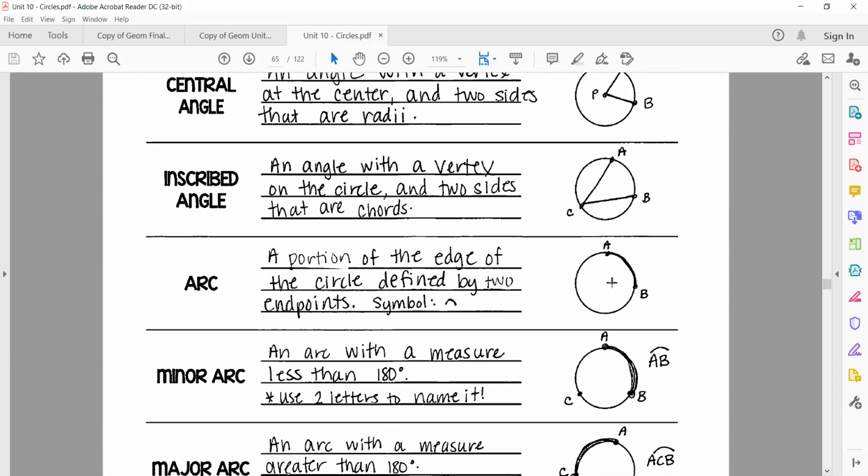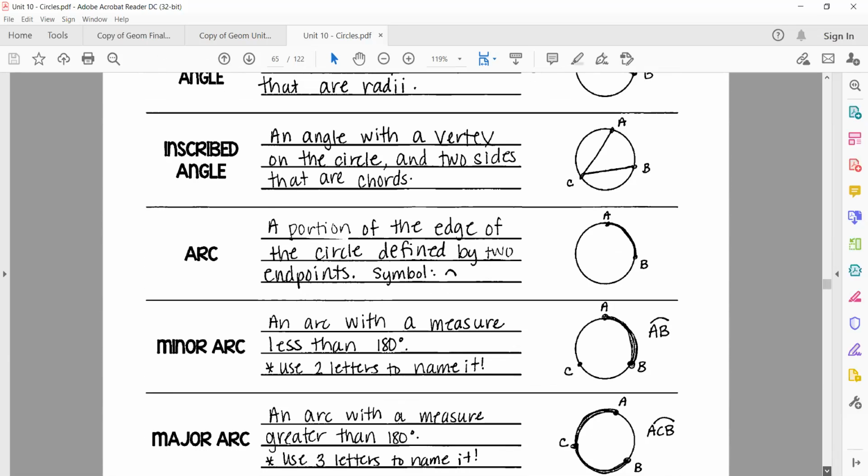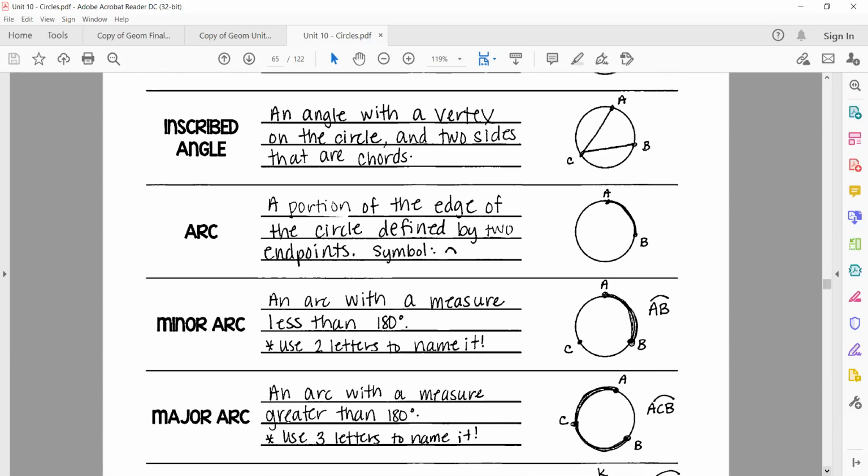You're probably going to see more with arcs than any of these other things, because the arc allows you to start measuring how much of a circle is actually getting used. A minor arc, just because it's less than 180 degrees, and you've got some symbolism here. You're going to use two letters with a little half circle line above it to represent that that's an arc.